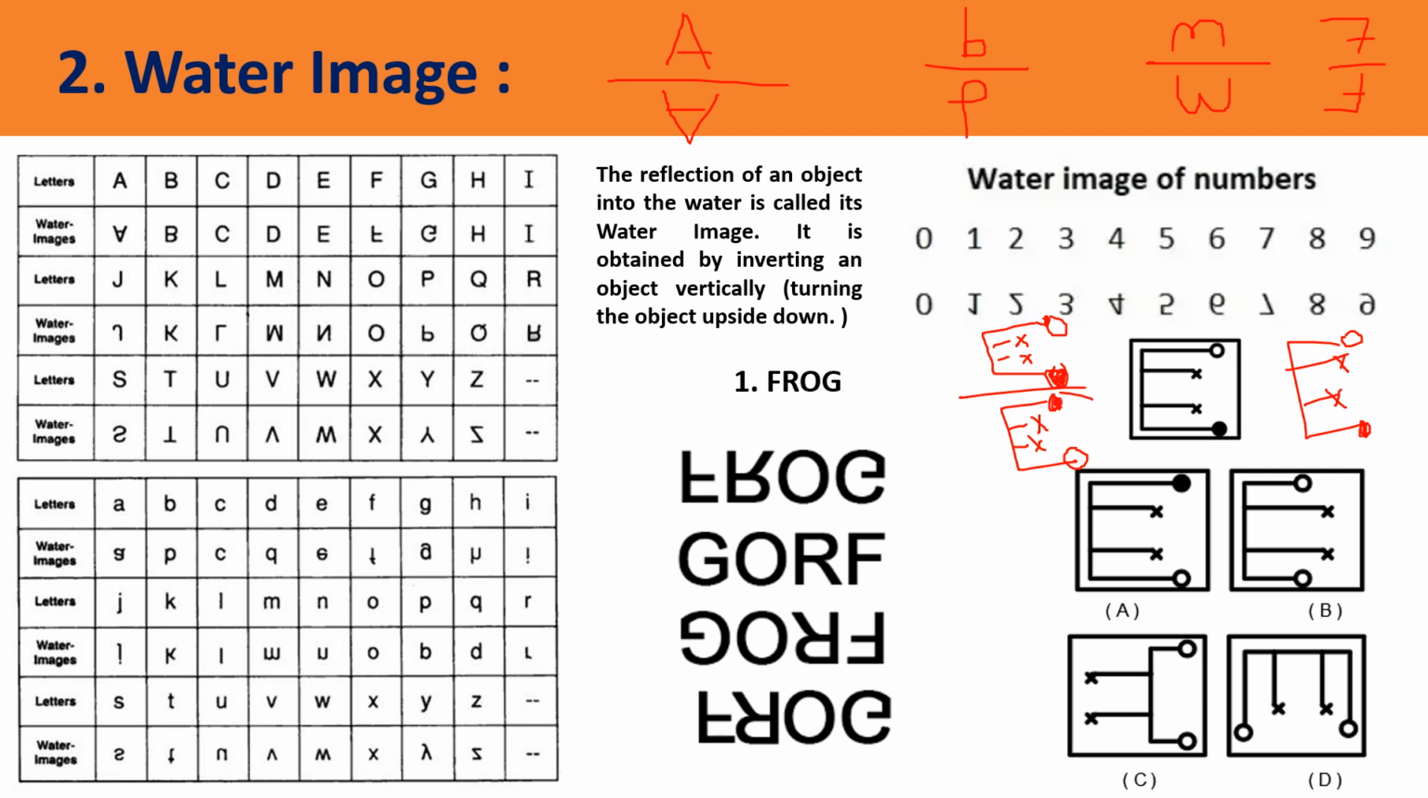So now let us see if we find anything identical to this. A is your correct answer. B is not the answer because there's no filled circle. This is a totally different image. This is also altogether a different image. So A is your answer.